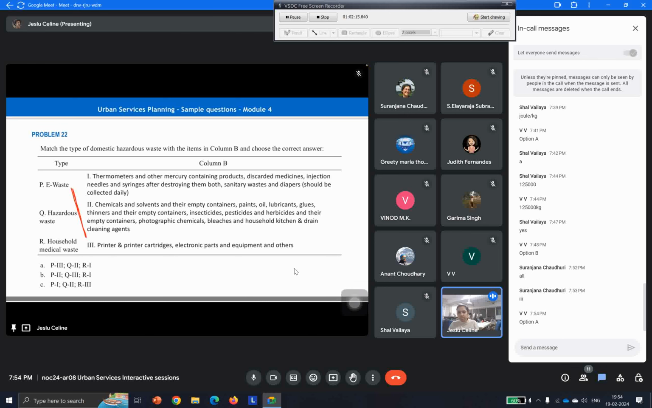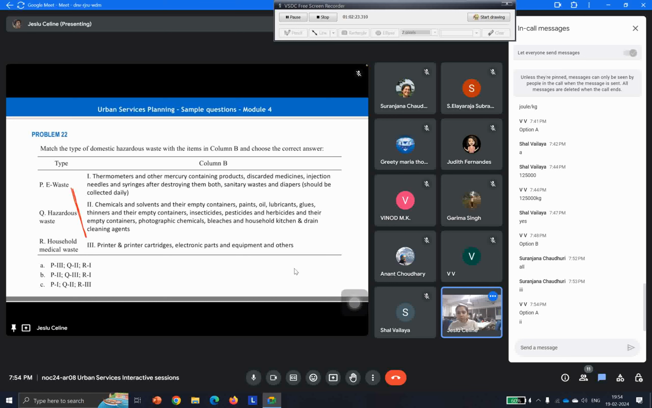Okay, option hazardous waste: is it thermometers and other mercury-containing objects, or chemicals, solvents, and other oil lubricants? Okay, so hazardous waste is two, rightly said, because it's chemical solvents, bleaches, household kitchen items, everything. Now it's clearly mentioned that you're talking about household medical waste. So that is thermometers, other discarded medicines, injections, syringes, etc. So that works out to option A, right.